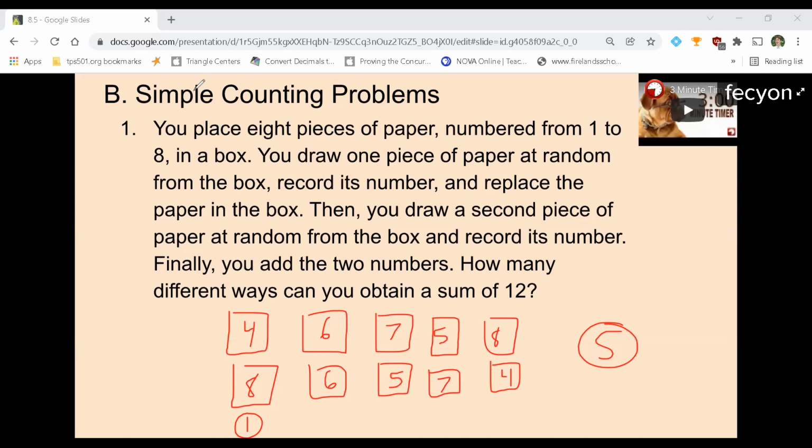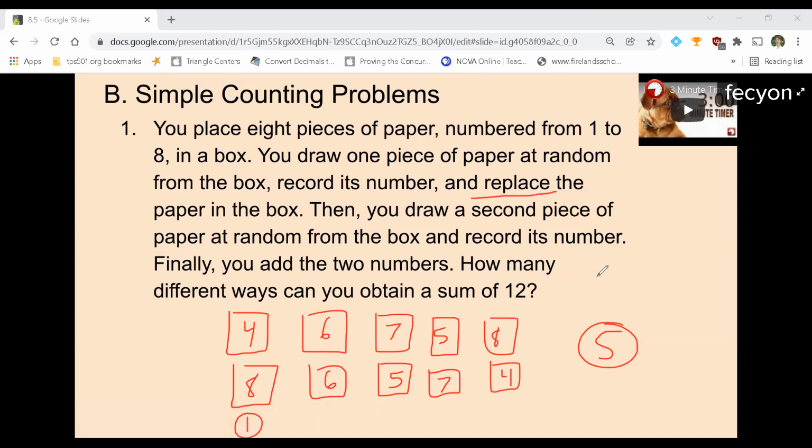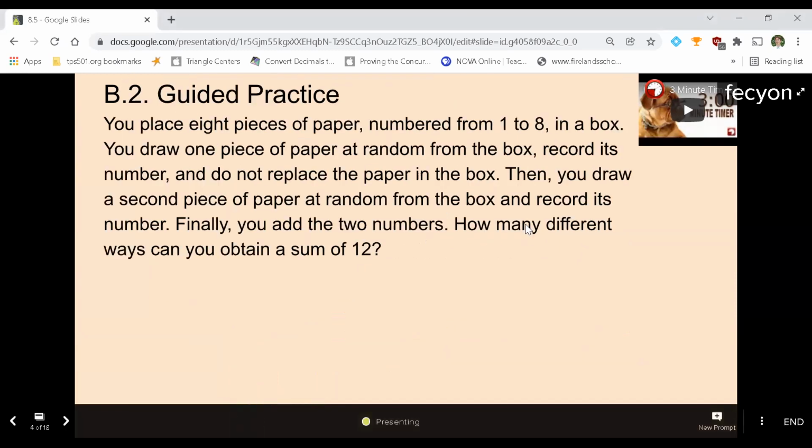Anybody? Yeah. This one you do replace the paper back in the box. No, I think you're going to do the second. I think you're looking at the next one. The next one is don't put the paper back in the box, right? Yeah. All right, next one. Now you can't put the paper back in the box.